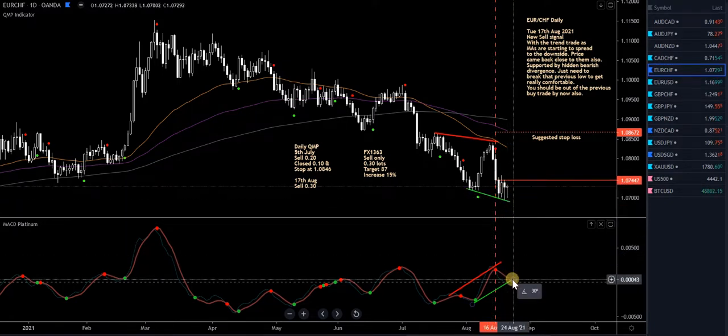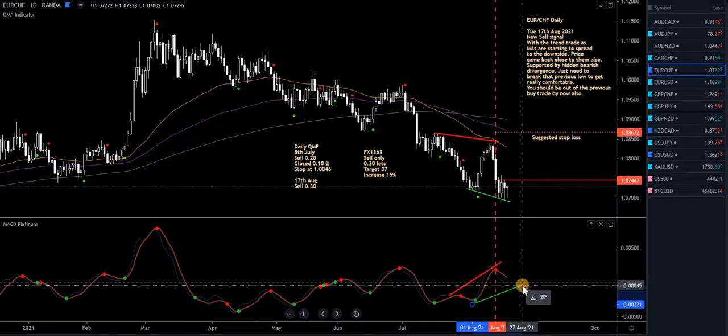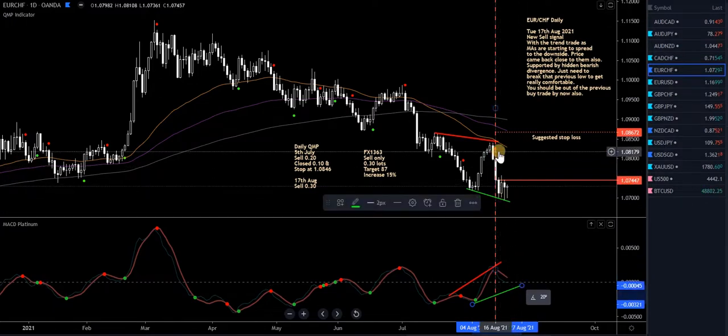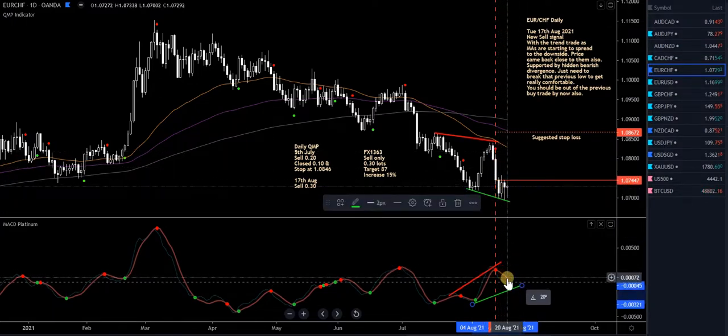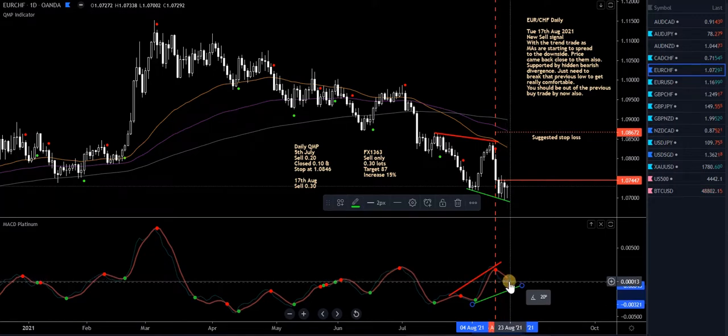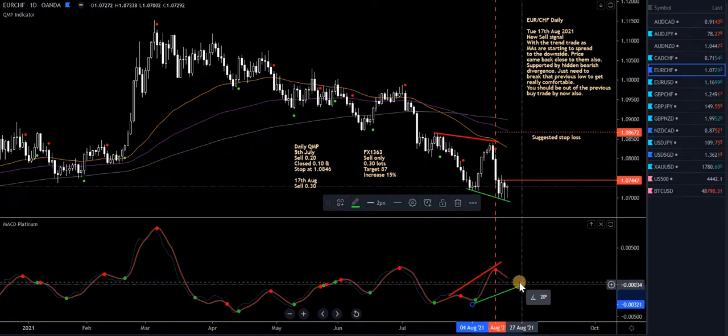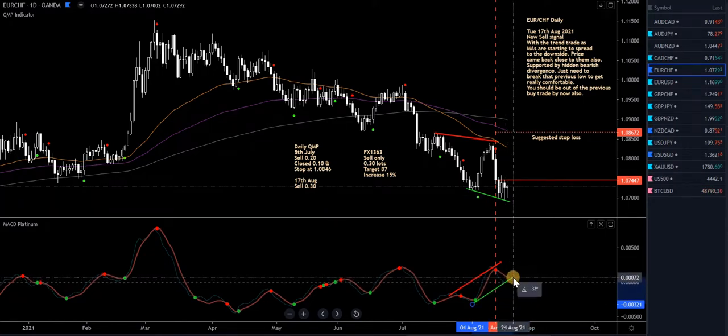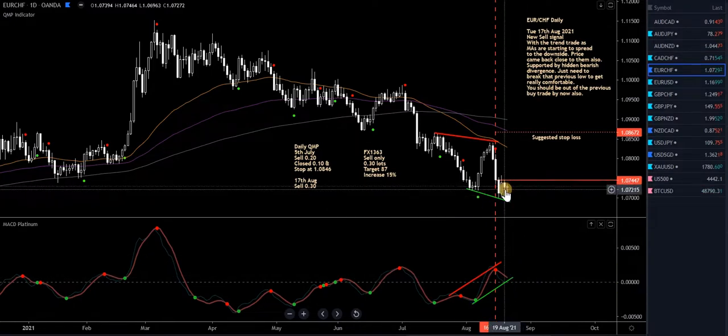We're still in profit. You can see the MACD Platinum. Ideally, when I'm in a downtrend like this, I'm looking for this orange line to get to the zero level. It's not quite close yet, hence I haven't moved anything yet. So we'll just give it a day or so and just keep an eye on it.